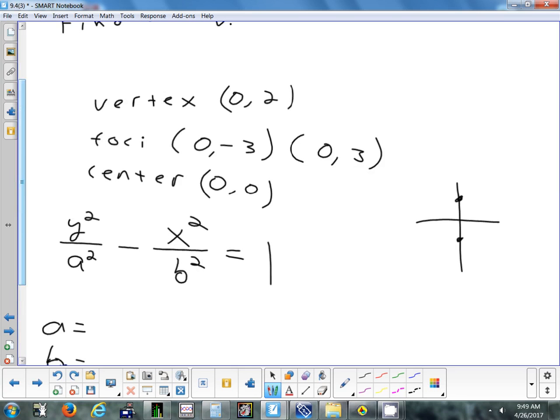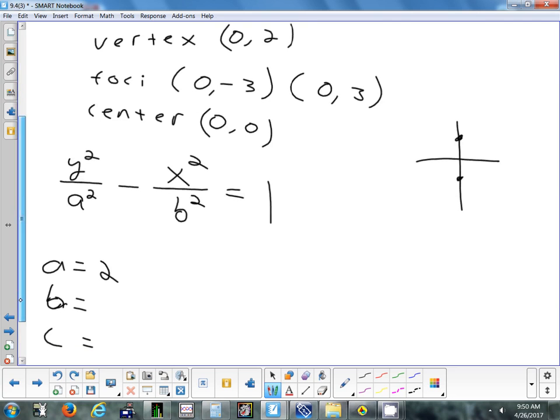Well, a is the distance from the center to the vertex. The center is at the origin. The vertex is 2 units above it. So a is 2. What about c? 3. It's the distance from the center to the focus. It doesn't matter which focus, it's going to be the same. That's 3 units above the center. So it's 3 units away.